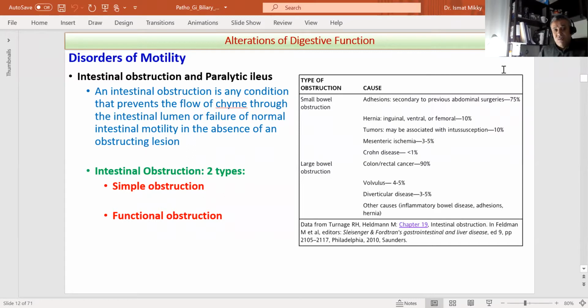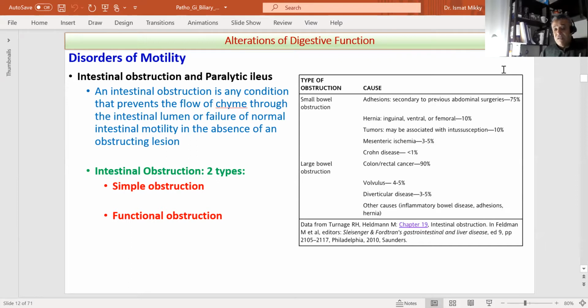The disorders of motility. So, intestinal obstruction and paralytic ileus. An ileus is an obstruction of the intestines. When we say ileus, it means obstruction of the intestines. For intestinal obstruction, there are simple obstruction and functional obstruction.